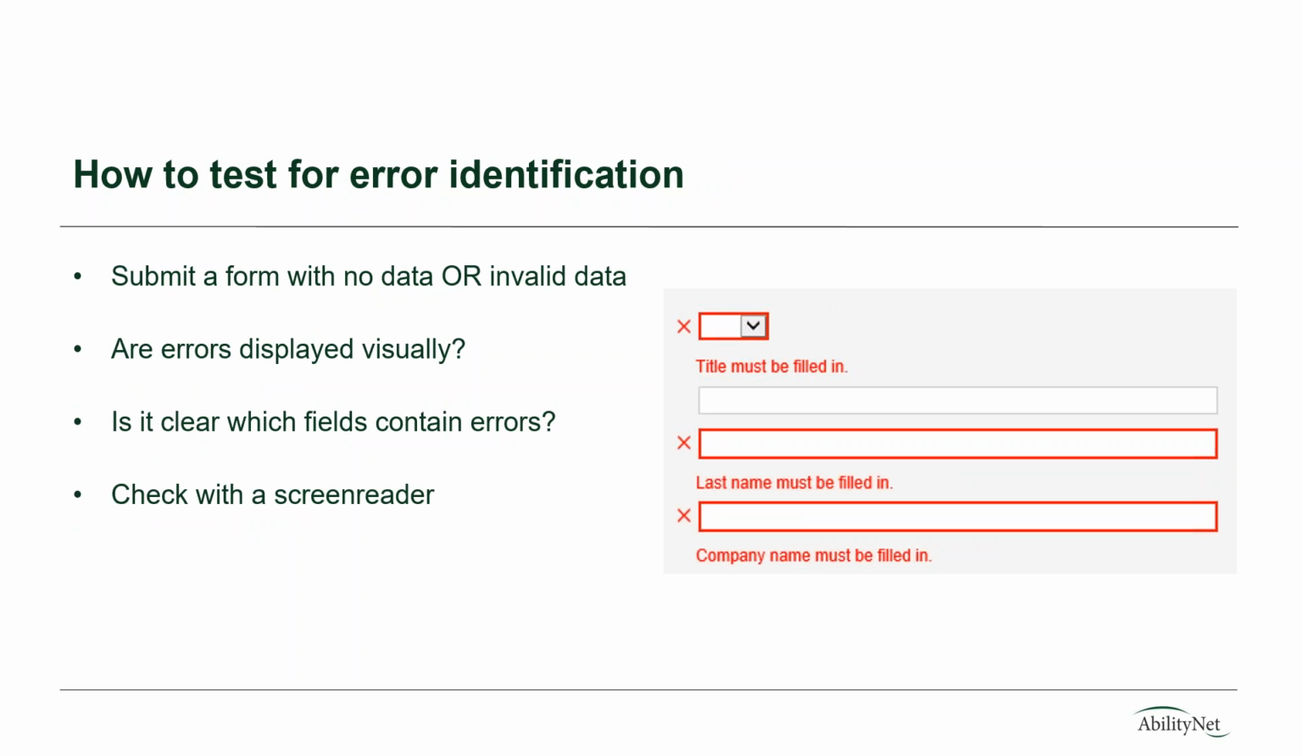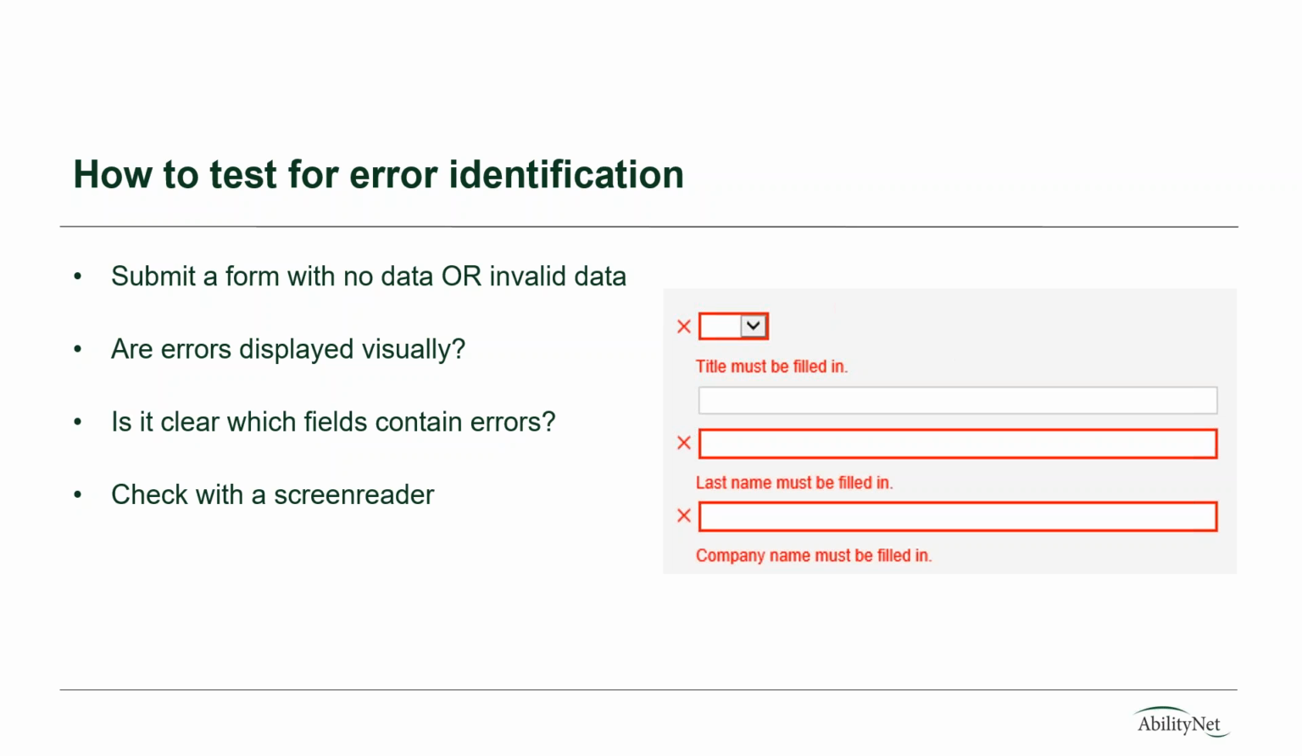So how can you test for error identification? The first thing you can do is submit a form with either no data or invalid data. Just make up data, hammer the keyboard, press submit and see what happens. You want to ask yourself at that point, are errors displayed visually? Is it clear which fields contain errors from the errors that are displayed? And you must really check it with the screen reader to be absolutely sure that it's going to be usable in a very practical sense. So this is not an issue where we can just look at the code and determine if it's marked up properly.